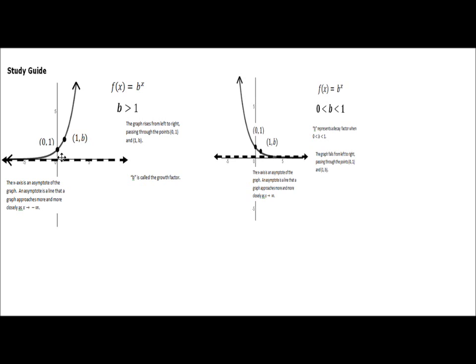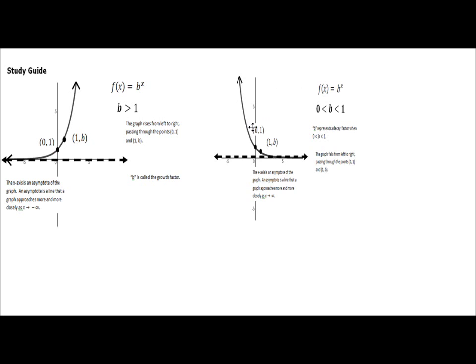And if you see, it has a y-intercept at 1. And 1b is where there is the second point. So the graph rises from left to right, passing through the points (0, 1) and (1, b). As I told you earlier, the b, which is the base, is called the growth factor. It is a growth factor because it's a growing function in this case.